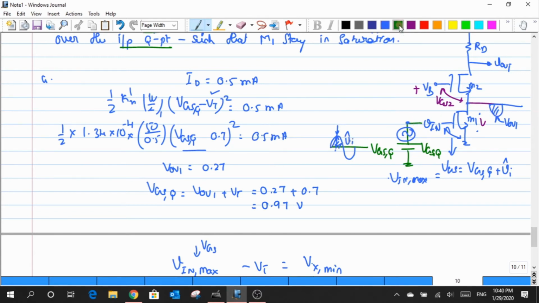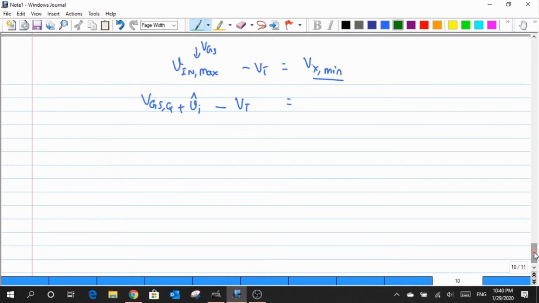So what I really mean is that the magnitude of this particular swing across this node is defined as the gain from the gate of M1 to the drain of M1, A1, times Vi hat. Okay, so in order to reach this minimum value, I have to subtract from the base value, which is Vxq, the gain A1 times Vi hat.